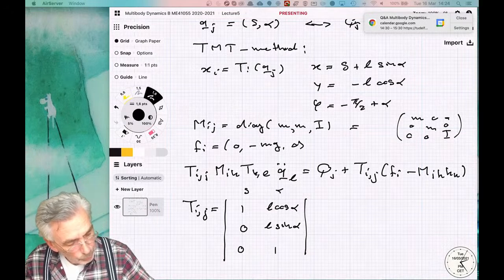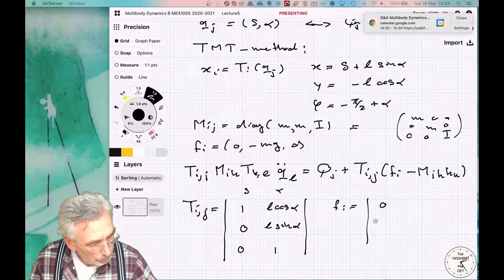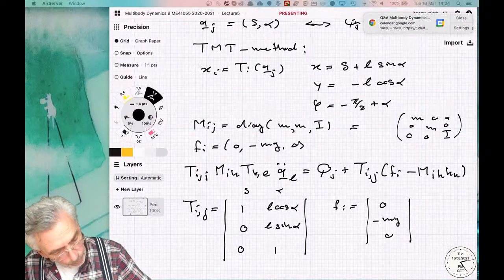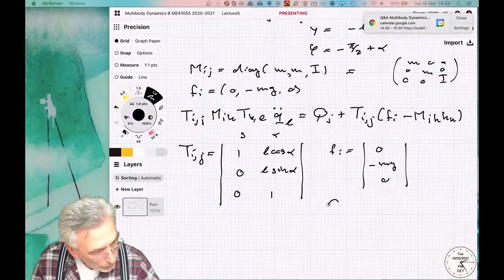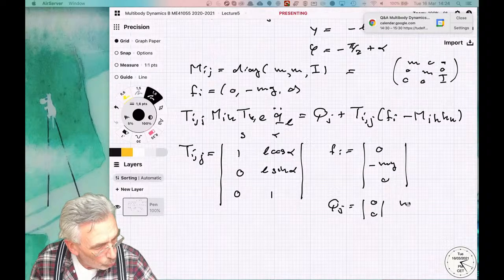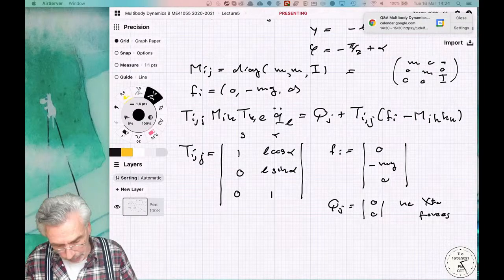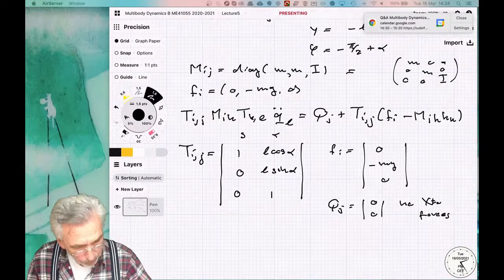that's a 1. The applied forces I already had, well, I can repeat them here in a vector form, 0, minus mg, 0. Yeah, what is Qj? You could say, well, for now 0, 0, and no extra forces. You could do, but for now, no applied extra forces.